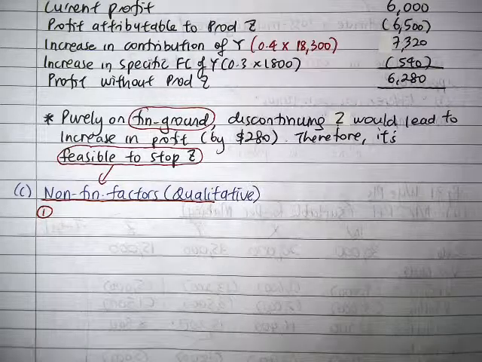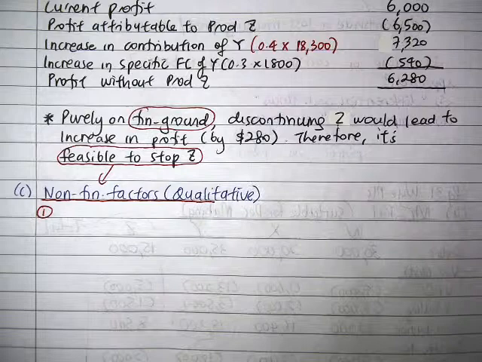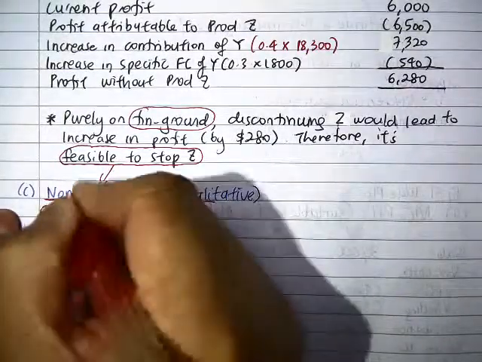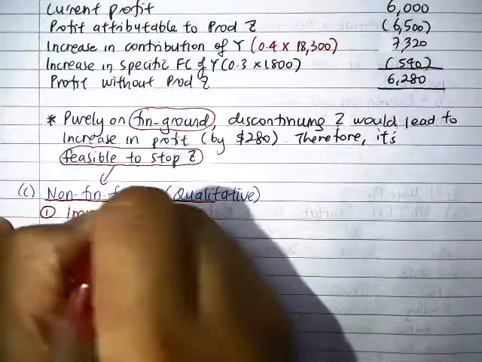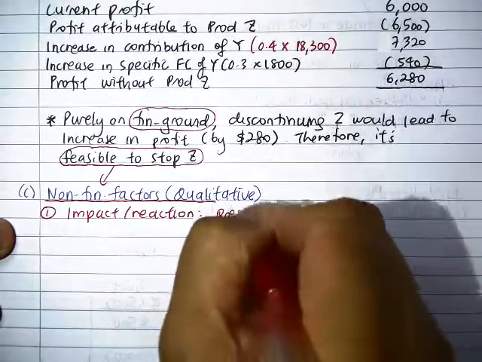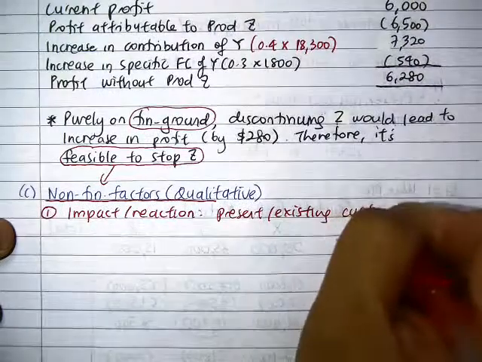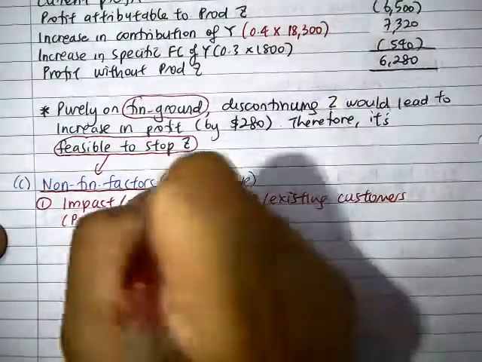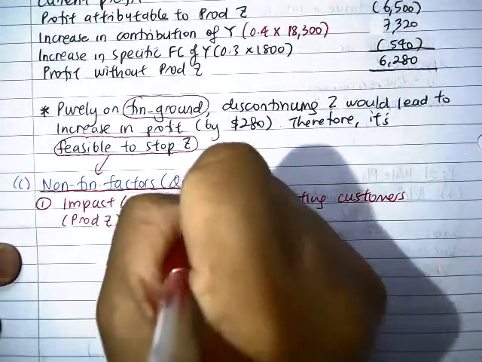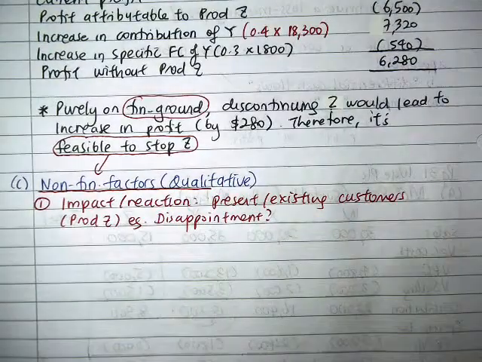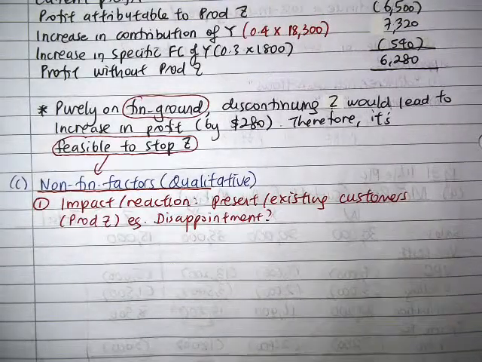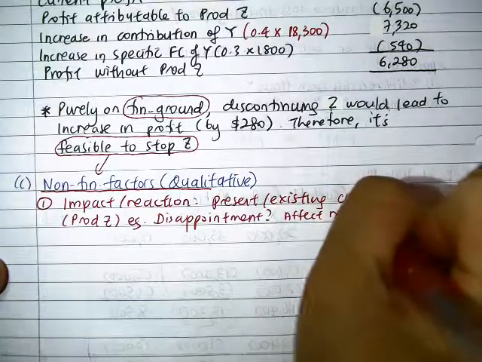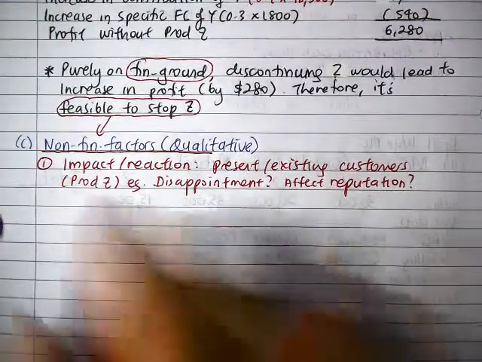Maybe you can think of the present customers, because they have been loyal and buy this product from you. So now you suddenly stop the product. How would they feel? Can you see that? Okay. So these are the things that we want to see. What will be the impact or the reaction for the present or existing customers for product Z? Example, will they feel any form of disappointment, which eventually would have an impact on your image? Alright, so will this affect your reputation?